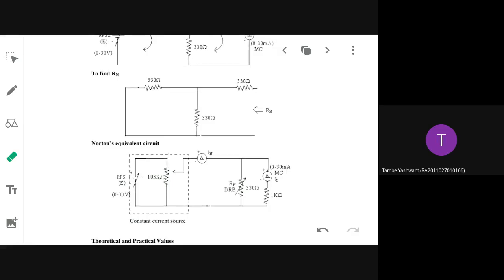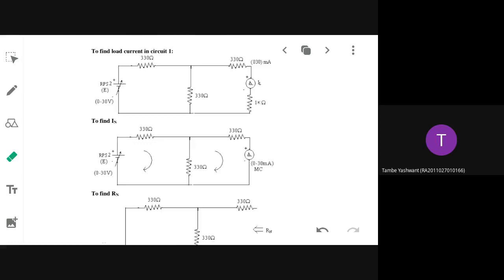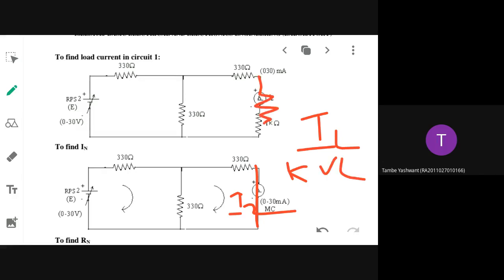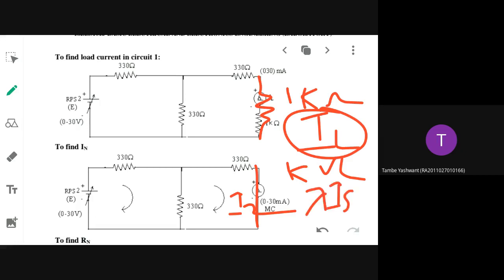And in order to find IL, how will you find out IL? ISC, you have to short this and you will be finding out I2. IL also you can find by KVL. But in this case you have to include 1K. If you are including 1K, it will become IL. If you are not including 1K, it will become ISC. That's all. Understood?